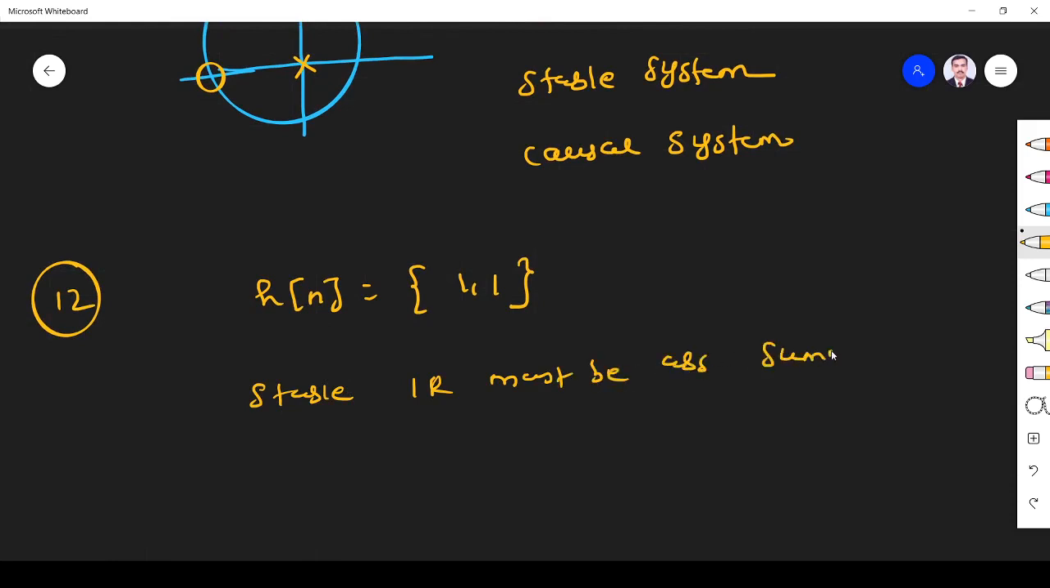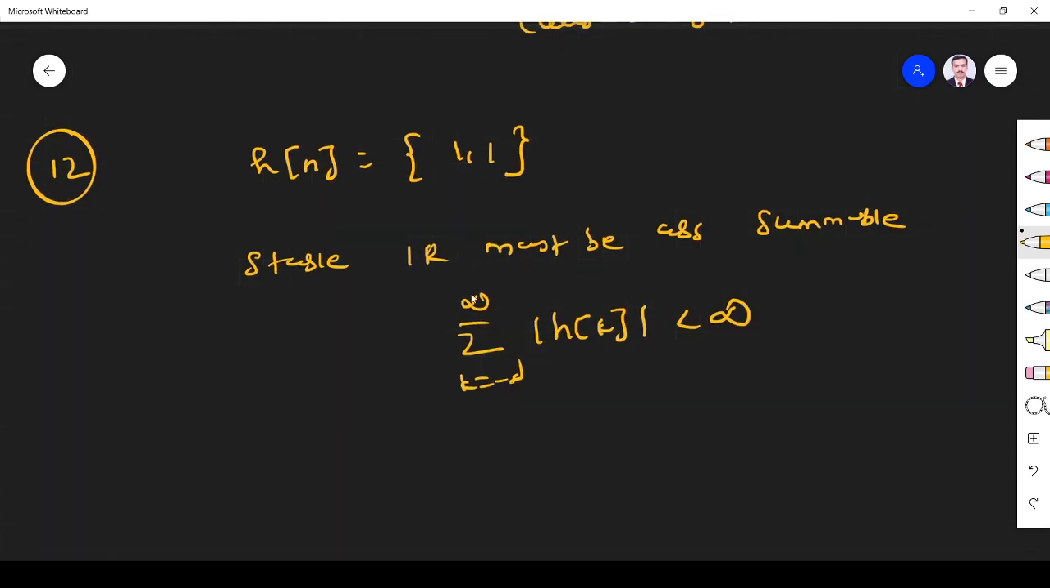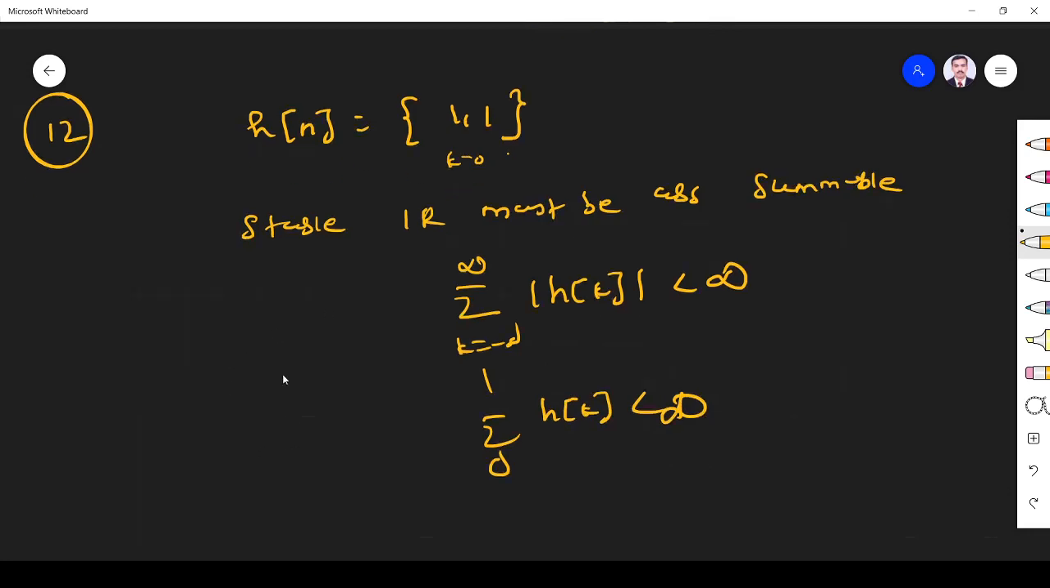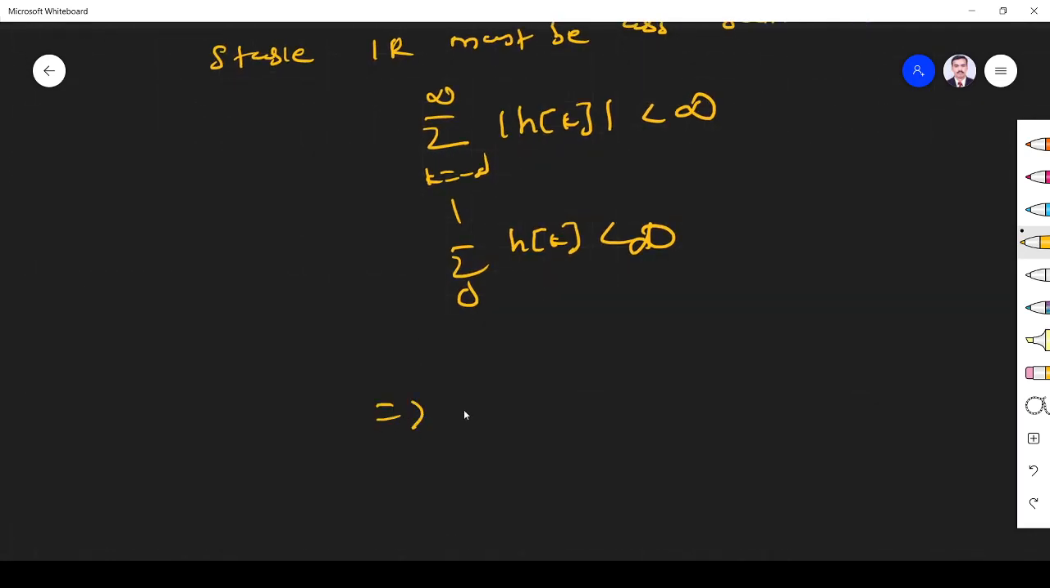Yes or no? Whether it is absolutely summable, sure. If you add 1 plus 1, you can get 2. So the sum over k from minus infinity to infinity of h of k must be less than infinity. Surely, if you add the impulse response, what do you get? Here k varies, and instead of h of n you substitute h of k, which is 0, 1. h of 0 is 1, h of 1 is 1, and beyond that, nothing. So 2 is less than infinity, a finite number, so surely it is a stable system.